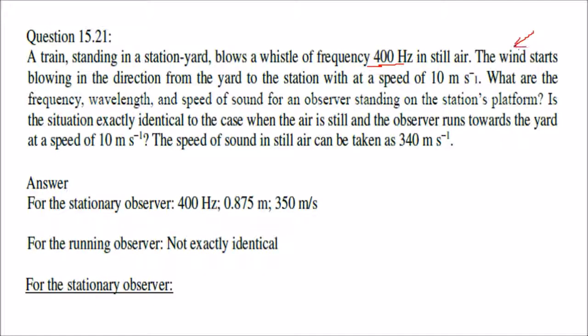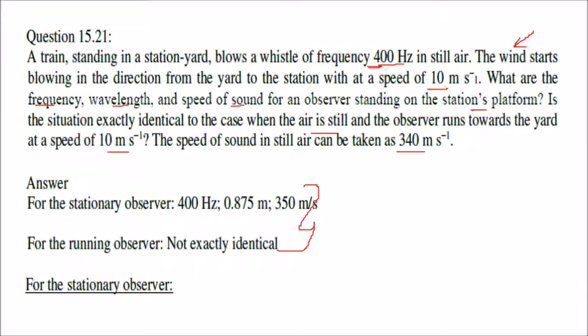Now we have a wind here. The wind starts blowing in the direction from the yard to the station with a speed of this much. So there is a wind speed also. What are the frequency, wavelength, and speed of sound for an observer standing at the station's platform? Also, is the situation exactly identical to the case where the air is still and the observer runs towards the yard at a speed of this much? The speed of sound in still air can be taken as this much. So this is the answer actually, and we'll see how we got this answer.